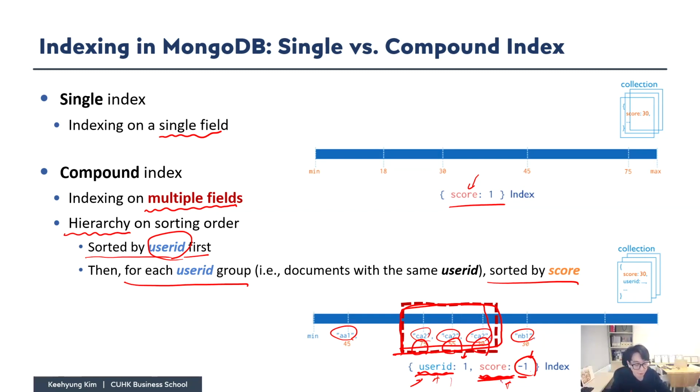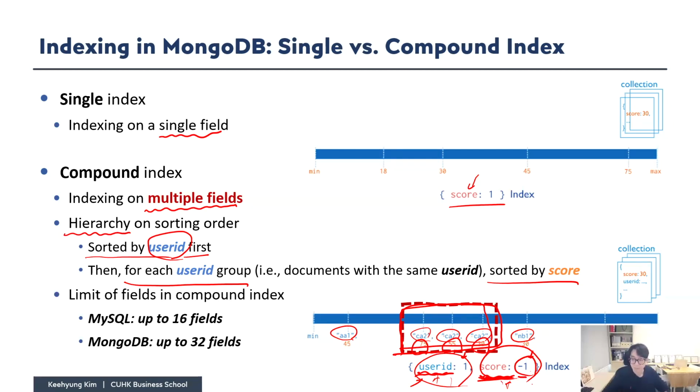So you can specify multiple fields, but there will be a hierarchy. It will be sorted first based on the first field, and then it will be sorted based on the second field, like this. So when you design a compound index, there is a slight minor limitation on how many fields you can utilize in a given database system. So for example, in MySQL, you can use up to 16 fields, and in MongoDB, you can use up to 32 fields. So that's another restriction there.